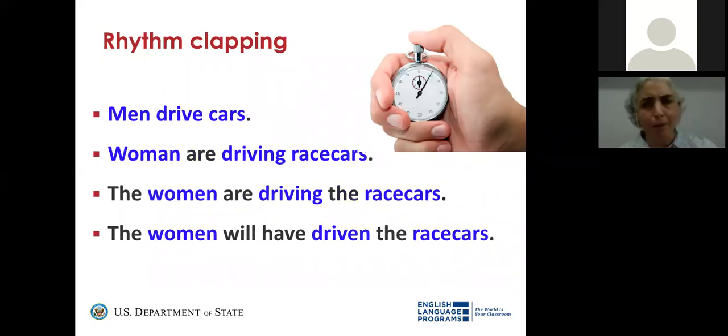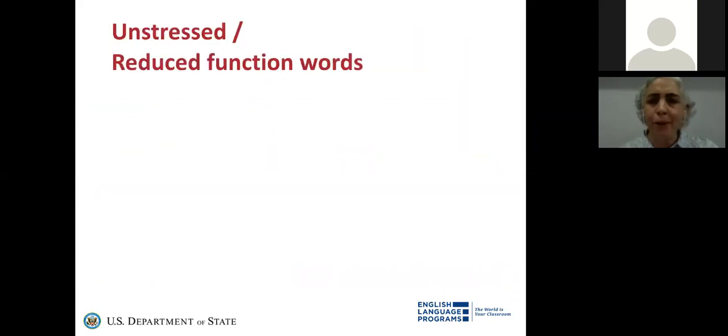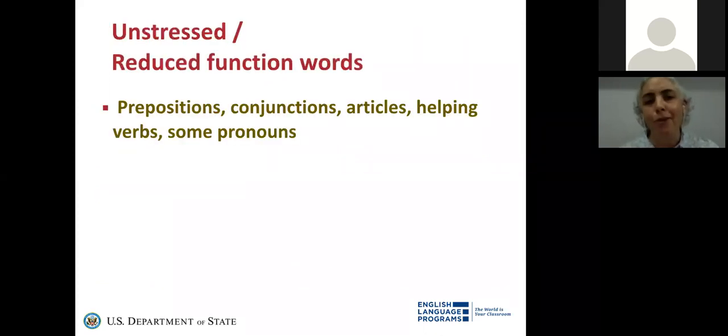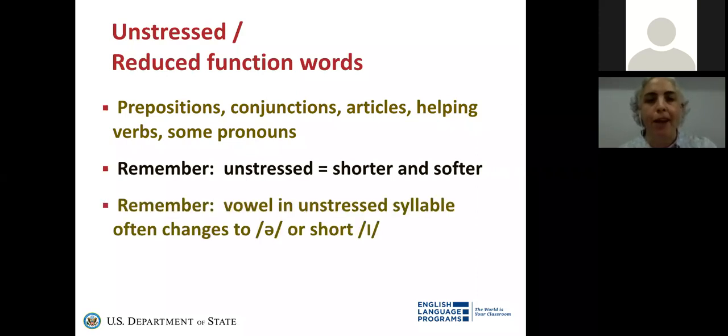Okay, so I've got a couple more that I'm going to skip over. So you probably noticed unstressed words are function words like prepositions, conjunctions, etc. Stressed words tend to be content words like nouns. Remember, unstressed words are shorter and softer, and the vowel in unstressed syllables often changes to a schwa or an e sound.